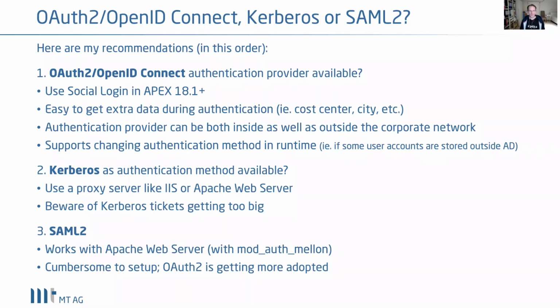What it also supports, and which is really great, is changing the authentication method at runtime. So suppose you have a situation where not all the users are in Active Directory. You have some user accounts stored locally in your table. Then you would easily want to switch between the authentication methods. So do I want to actually use social login, or do I want a normal Apex authentication scheme in place, or a local table with custom authentication? With a URL parameter, you can actually switch between those, which is great.